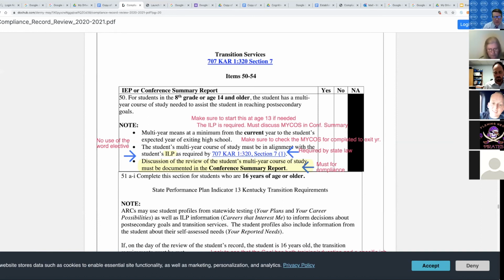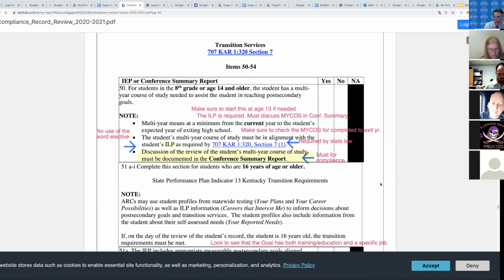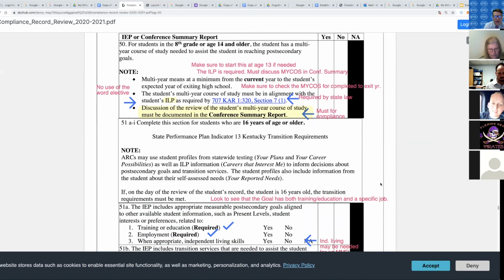Okay? So yes, no, maybe. It's a no if you have not documented your discussion in the conference summary. And that is a must for compliance. All right, then you get down to 51A through 51I.